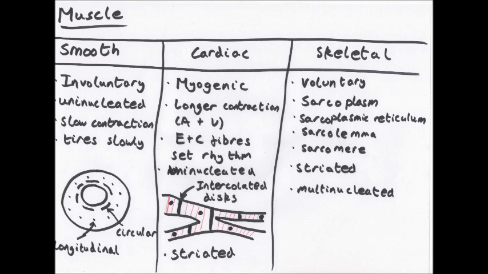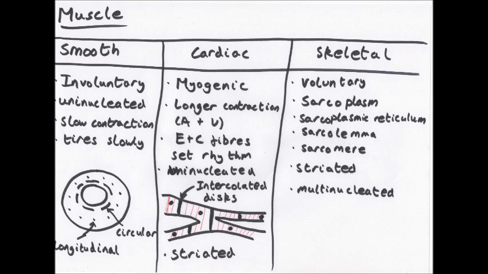And finally, skeletal muscle. This is voluntary, and at the bottom I said multinucleated. It's got more than one nucleus. Now there are a lot of different words you need to know here, and all of them have the root sarco, which means flesh. That's the way to remember it. So we have sarcoplasm, sarcoplasmic reticulum, sarcolemma, and sarcomere. I'm just going to go through what these are and then I'll explain them.